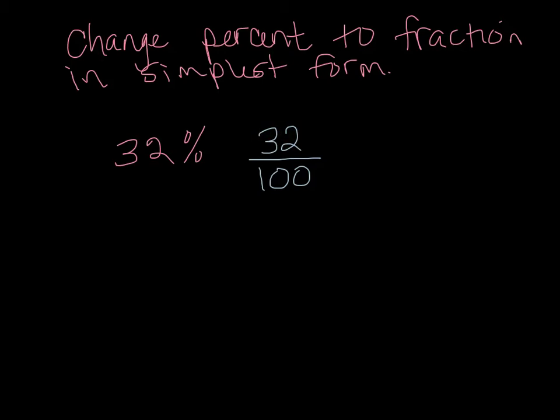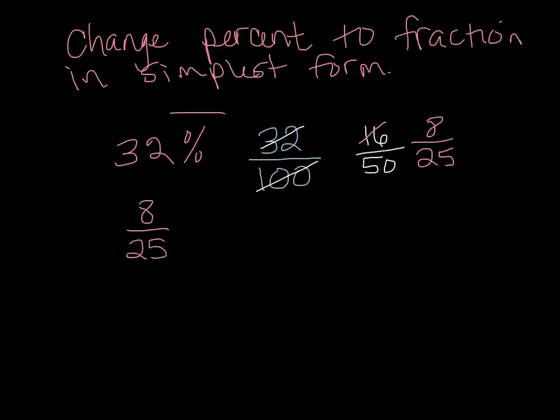Well, I notice that this is an even number and this is an even number. So 2 goes into both of those numbers evenly. 2 goes into 32 16 times, and 2 goes into 100 50 times. Also, 2 even numbers. 2 goes into both of them. When you divide by 2, it cuts things in half, exactly in half. So 2 goes into 16 8 times, and 2 goes into 50 25 times. And that's as far as I can reduce that number. So the fraction form of 32% is 8/25. These are exactly the same amount.